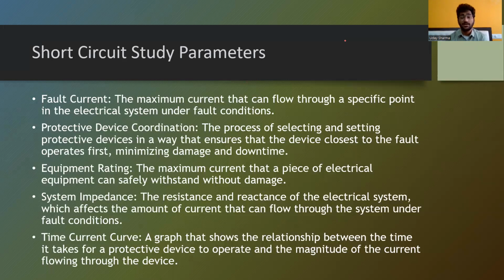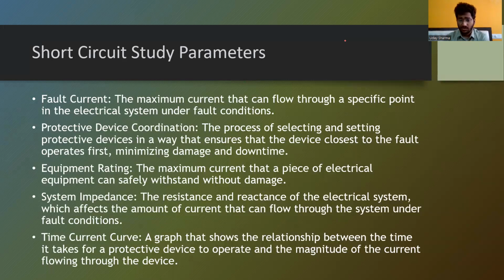Let us see what is a protective device coordination. The process of selecting and setting protective devices in a way that ensures that the device closest to the fault operates first, minimizing damage and downtime.